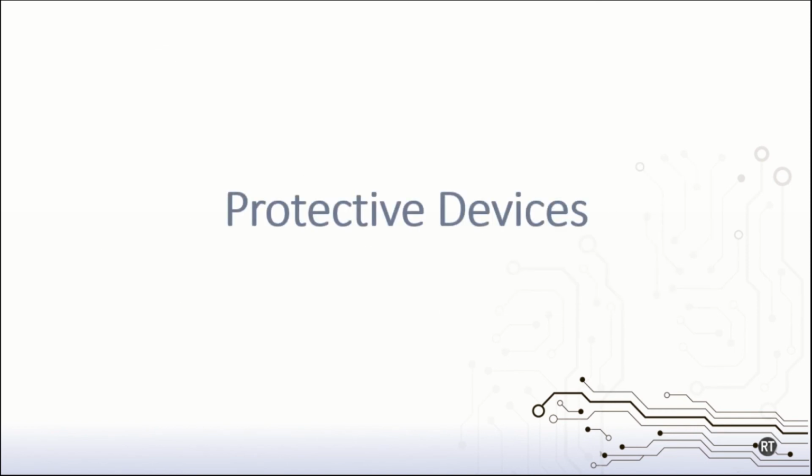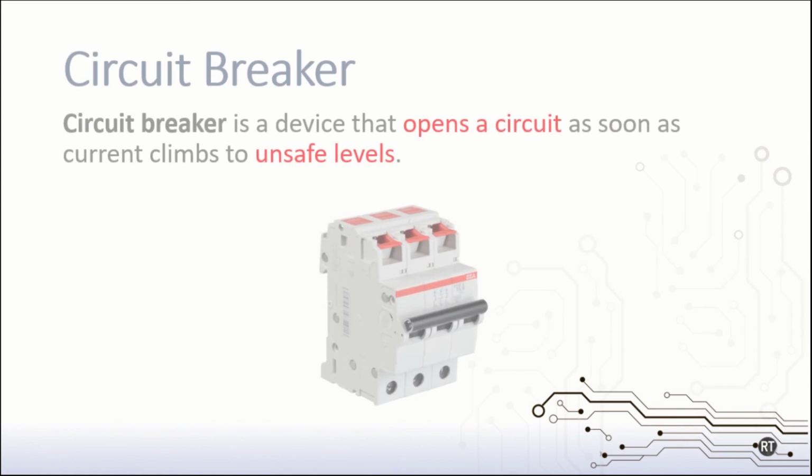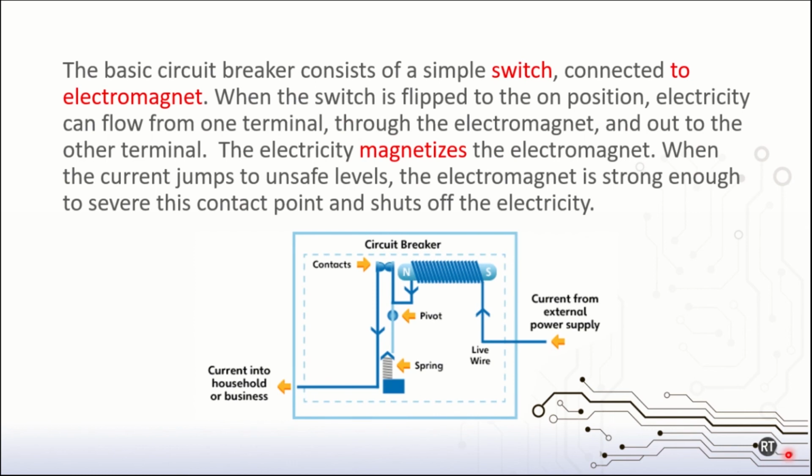The last that we have to discuss are the protective devices. First is the circuit breaker. A circuit breaker is a device that opens a circuit as soon as the current climbs to unsafe levels. It is an important electrical component and we often see it in our houses. The basic circuit breaker consists of a simple switch connected to an electromagnet.